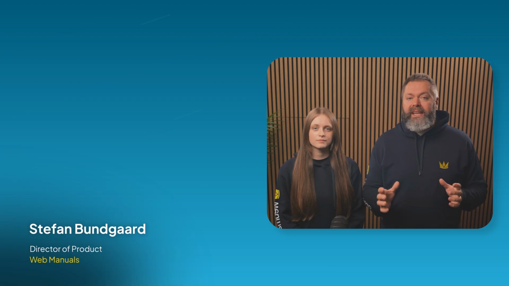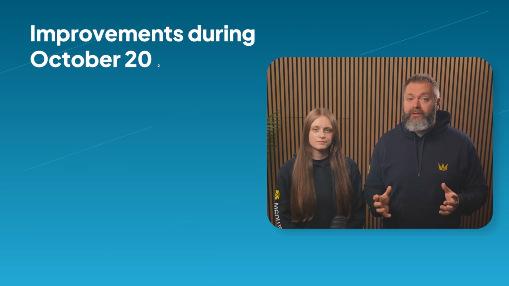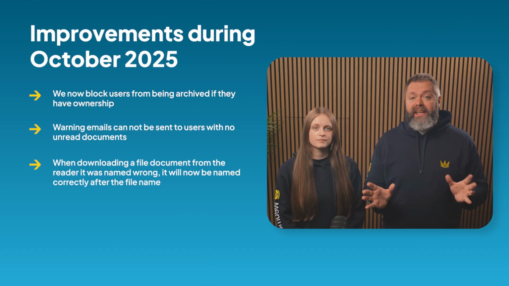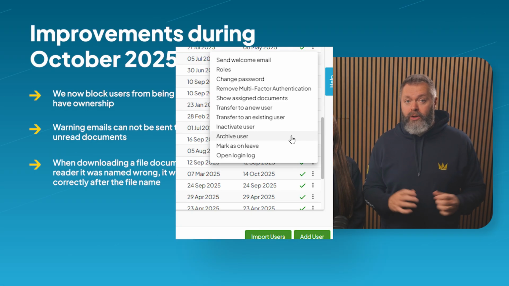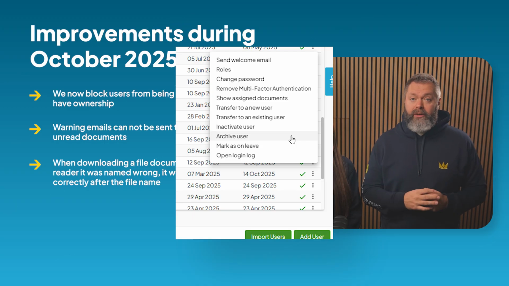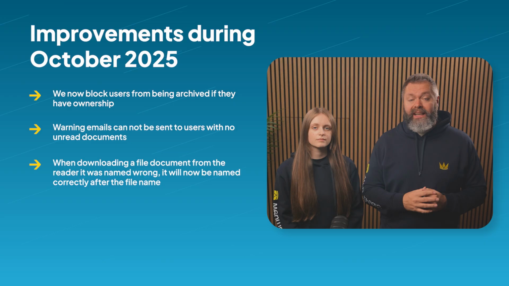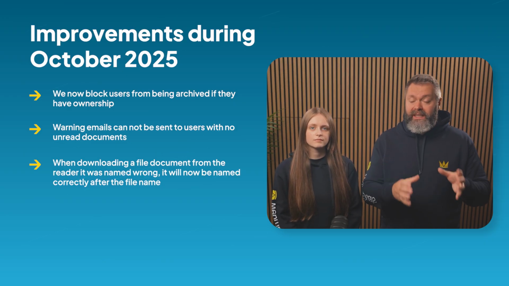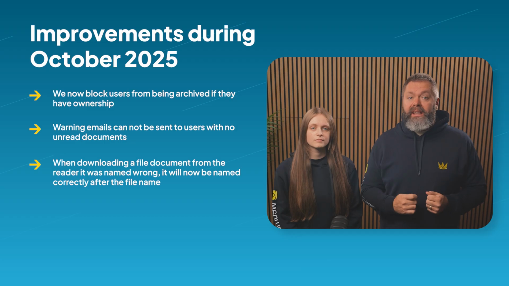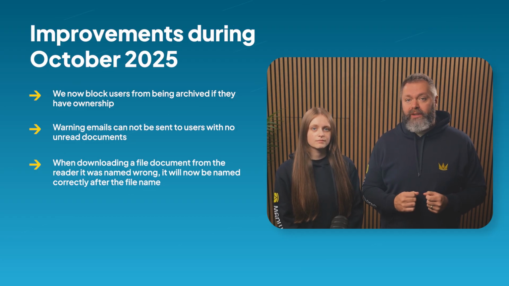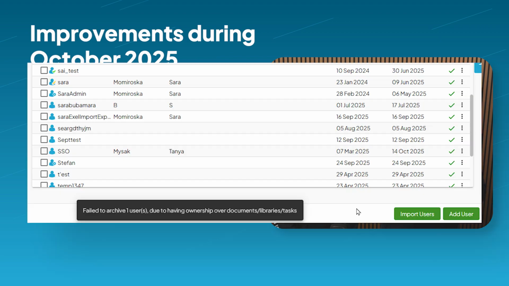First off, we now block users from being archived or even deleted if they have any type of ownership connected to them. So if they have any compliance-related ownership, forms ownership, manual ownership, or they're assigned to incomplete tasks, or if they're targets of specific emails like escalation emails. This will prevent responsibilities from being lost when a user is removed. So you'll get a little warning, and you'll see this here in the images.